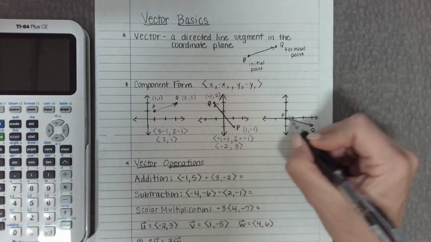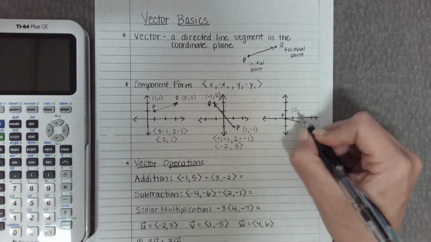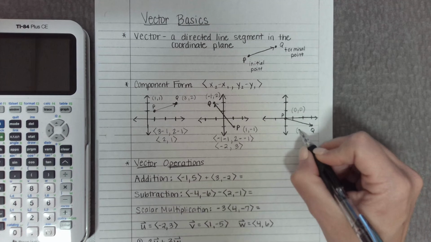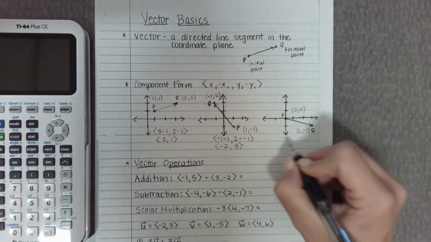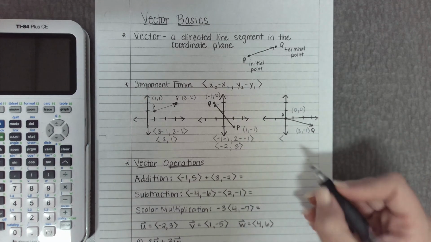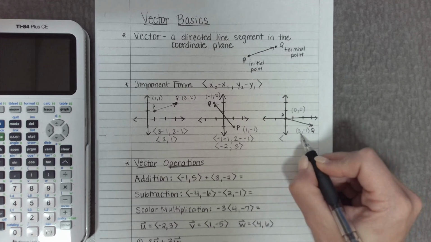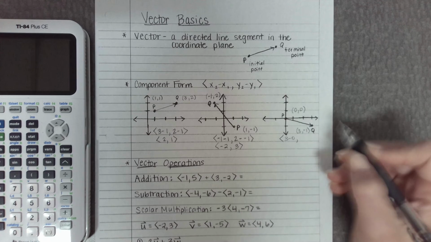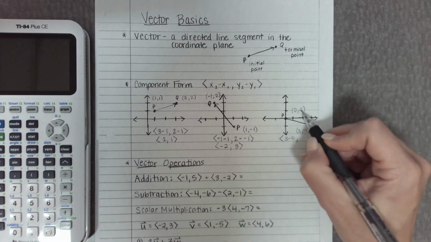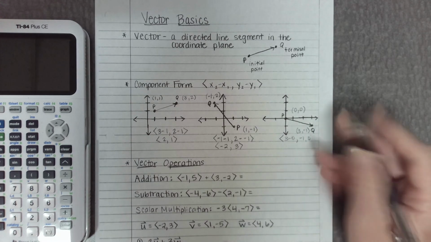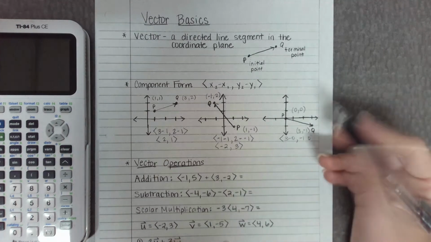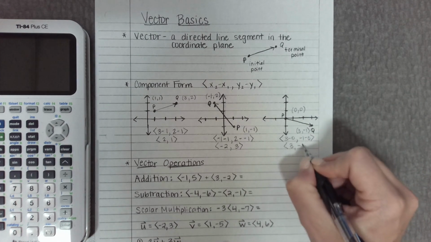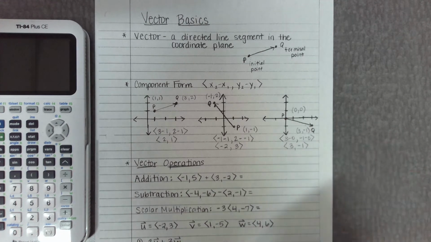And then for this last vector, our initial point here, P, is at the origin, 0, 0, and point Q is at 3, negative 1. So when we go to find our component form, starting with point Q, since it's our terminal point, we'll do 3 minus 0, subtracting your x's, subtract your y's, negative 1 minus 0. That's supposed to be a minus sign, not a comma. So we get 3, negative 1. So this is the vector 3, negative 1.